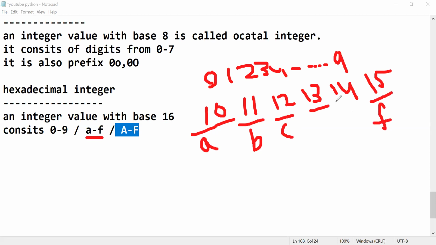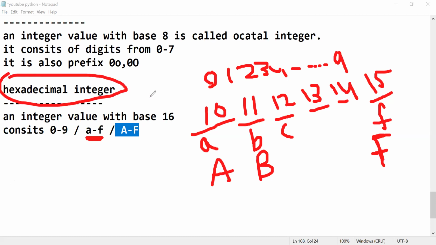I hope you understand how we have to use small a to small f. We can also write small a as capital A, small b as capital B, and small f as capital F. This is the hexadecimal integer. The value with base 16 is called a hexadecimal integer.